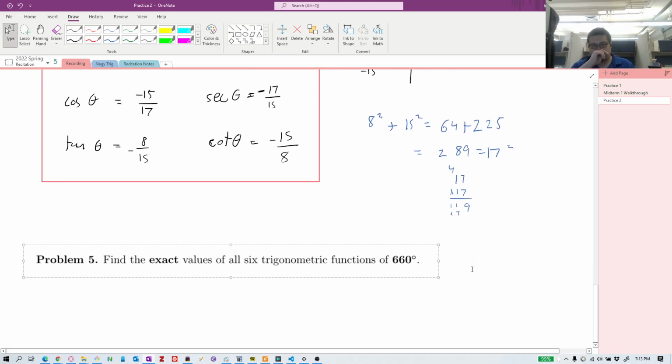Right. So, 660 degrees. Find the exact values of all 6 trig functions. What I'm going to want to do for this is reduce that angle by subtracting off copies of 360, because this is wrapped around the unit circle at least once. So let's minus 360 degrees from that and see what we get. 300 degrees. Okay. So we could also subtract off another 360.